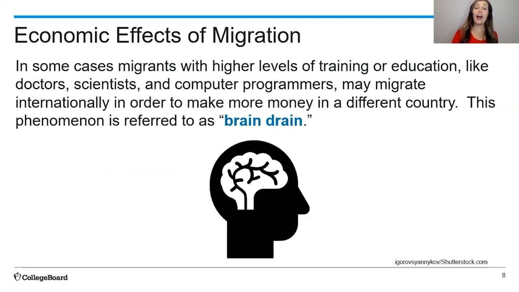In some cases, migrants with higher levels of training or education, like doctors or scientists or computer programmers, may migrate internationally in order to make more money in a different country. This phenomenon is known as brain drain. So we may see this, unfortunately, in areas that could really use those highly skilled workers that could benefit their communities in really tremendous ways. Those workers may make the decision to travel somewhere else where they can use their education and be compensated highly for that education, perhaps compensated better for their education than what they would receive in their home country.